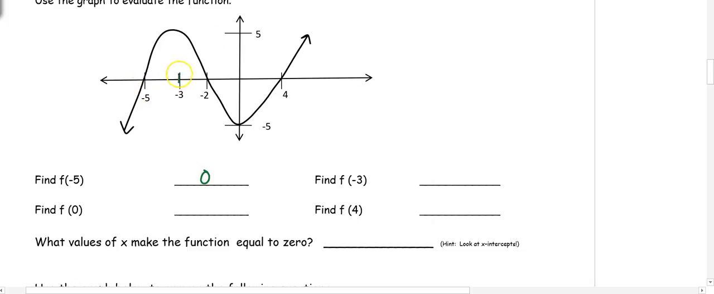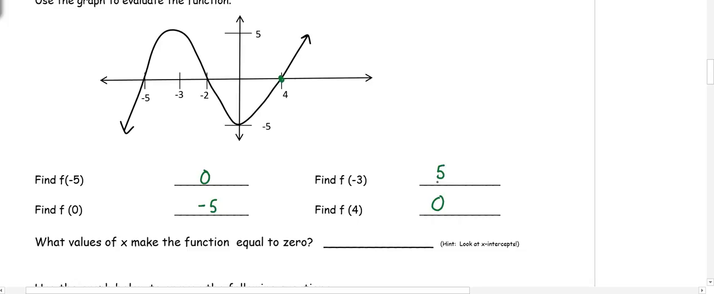F of -3. So -3 is over here. This time the y value is 5. F of 0. So here's 0. We want to know what the y value is, which would be -5. And at f of 4, here's 4. So our y value is going to be 0.